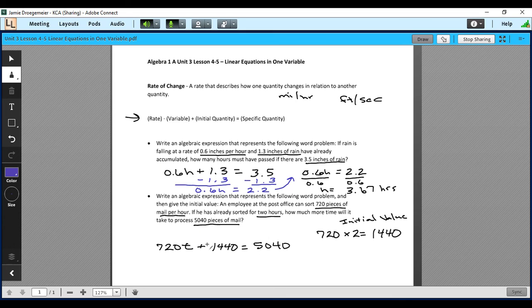And if we were going to solve this for t, we would start with we need to subtract the 1440 so that we can isolate that variable. And we're doing that from each side. And so when we do that, we get 720t equals 3,600, if my math is correct there. I believe I've got that right.